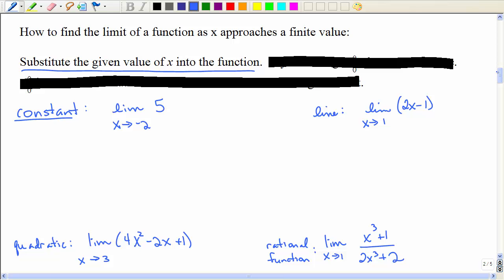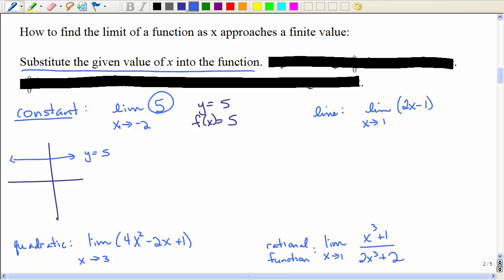What are they saying? Well, what this says is that y equals 5, or f of x is equal to 5. And if you remember what that is a graph of, it is a horizontal line of y equals 5. No holes or no jumps. And so it doesn't matter what x is equal to, what is y always going to equal? It's going to equal that number. So the limit as x approaches anything of a constant is just the constant.